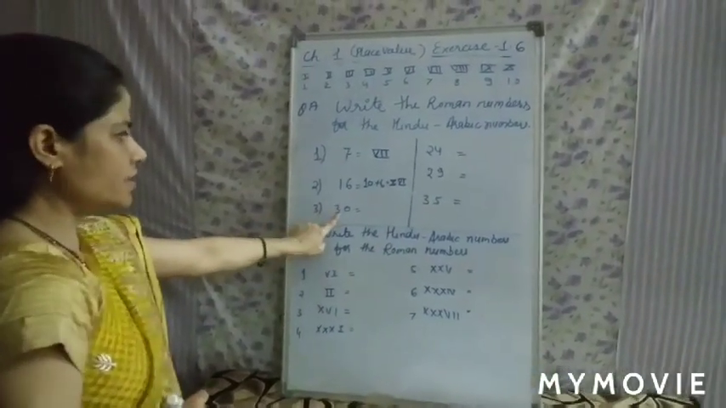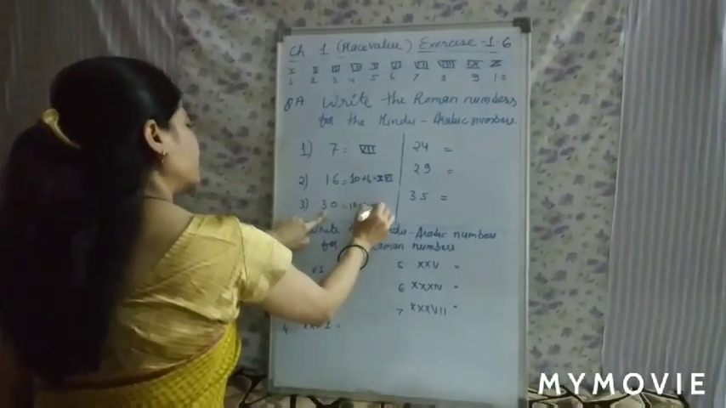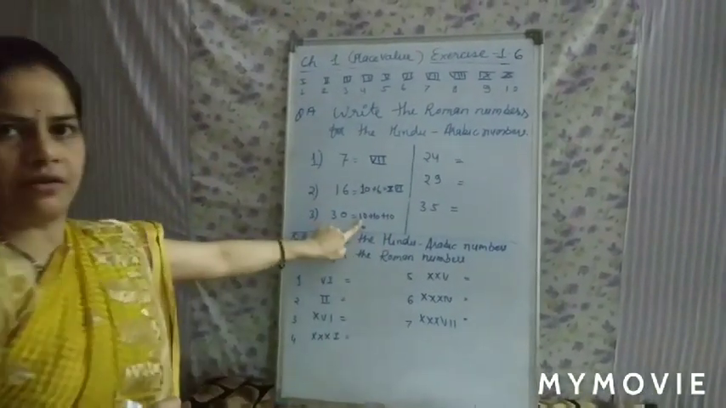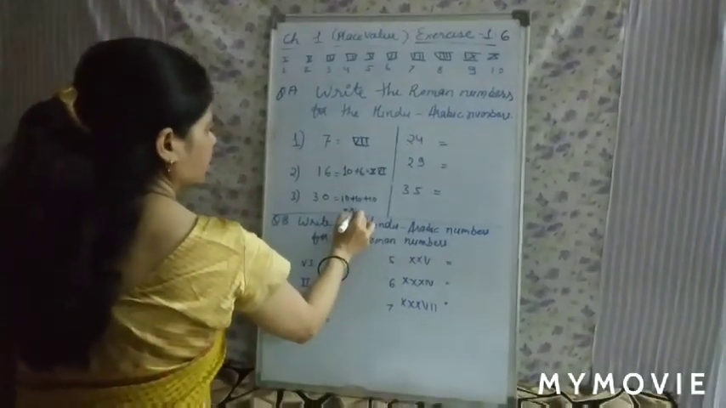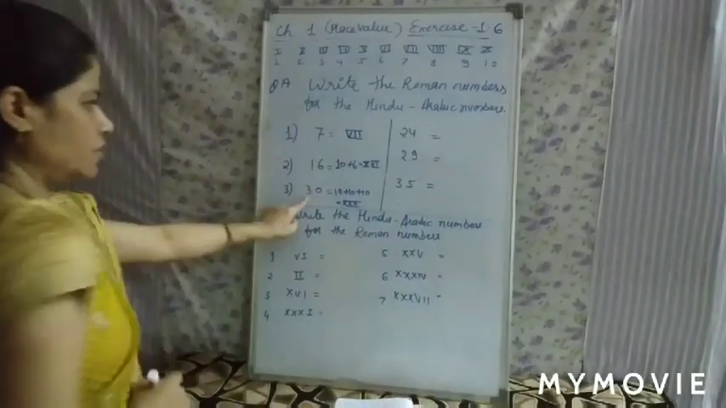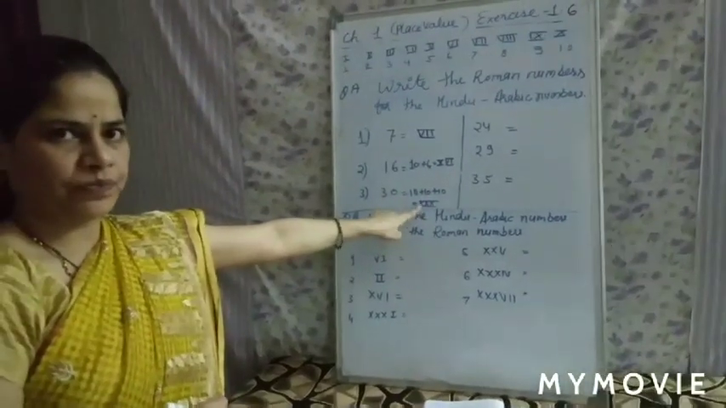Now the third one is 30. So you can write 30 as 10 plus 10 plus 10, 3 times 10. So here the letter X is for 10. So write X 3 times. So the Roman number for 30 will be XXX.